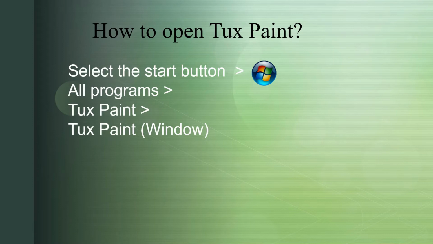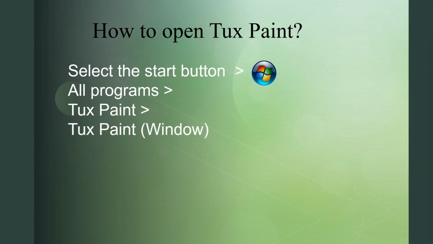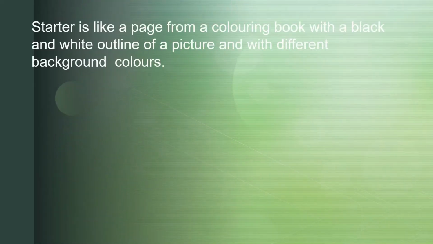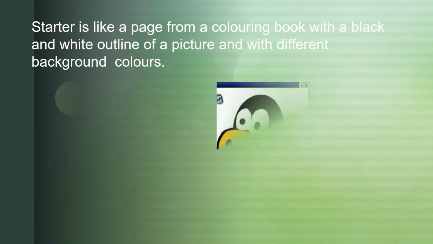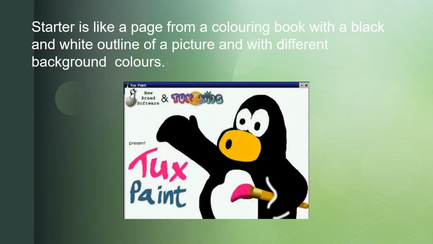Tux Paint window. When we start Tux Paint, the starter is like a page from a coloring book with a black and white outline of a picture and with different background colors. You can see on the screen. When it is open, the screen will open like this.